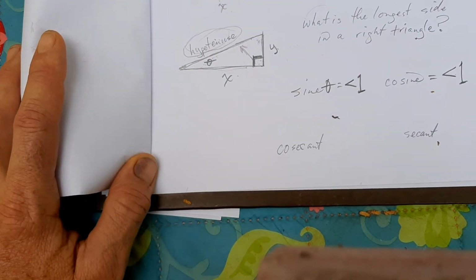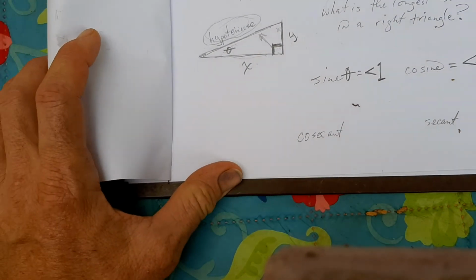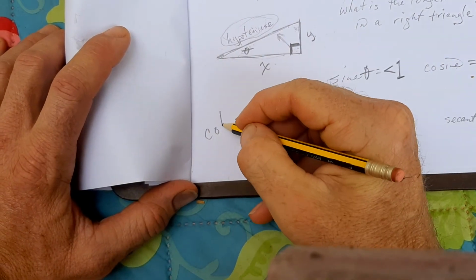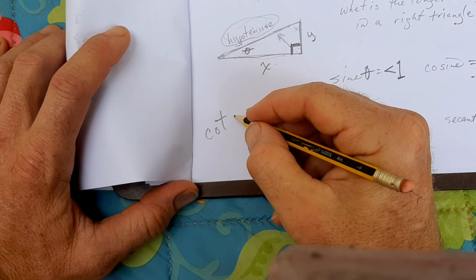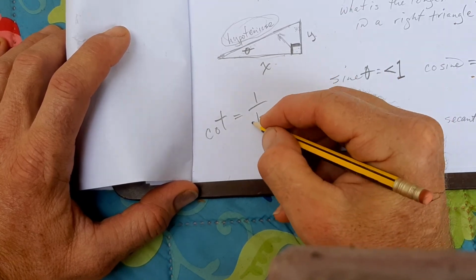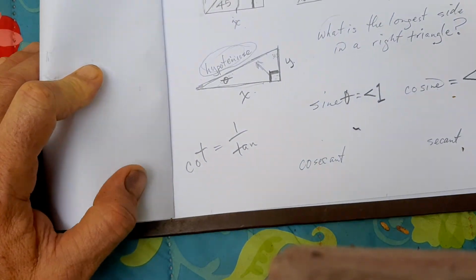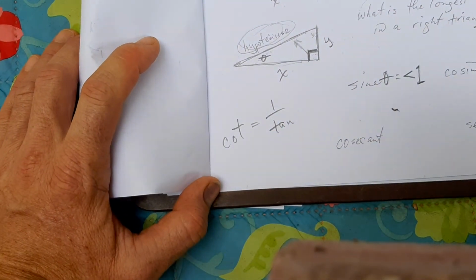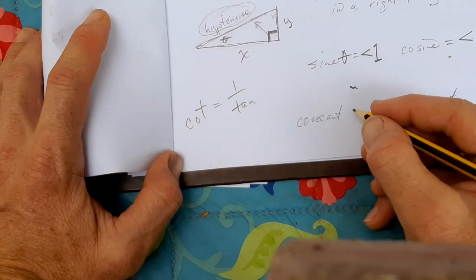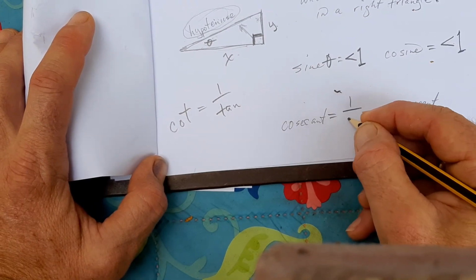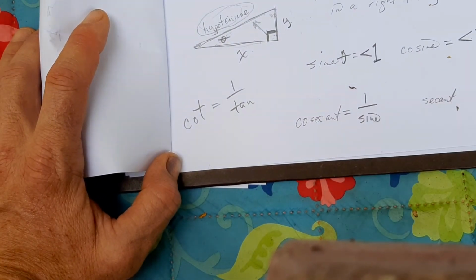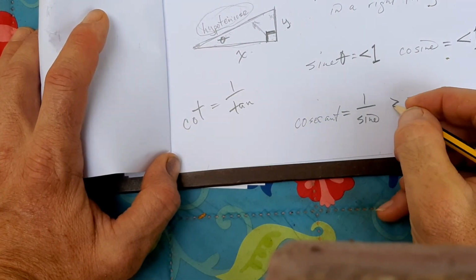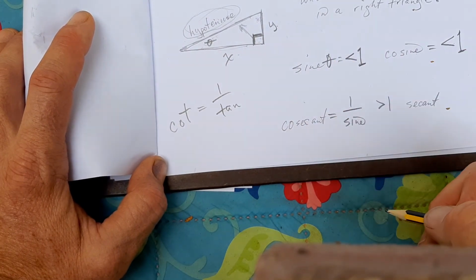So got these two new ones today. Oh, we got three new ones. We got cotangent. So cotangent is 1 over tangent. So in essence, whatever you get for tangent, you flip it over. That's what you get for cotangent. Cosecant is 1 over sine. So cosecant is always greater than 1. And all you do is flip over sine.